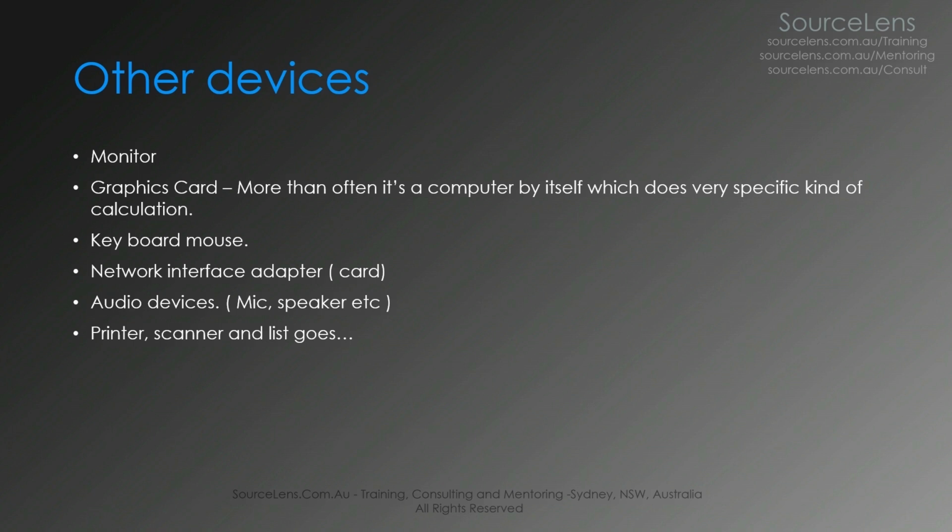Next is the audio devices: mic, speaker, headset. All those things are audio devices, which are also connected to the PC or any other computer you are using. Printer, scanner, and the list goes on. There are so many other devices which are not mentioned in this particular list. These are the list of devices which we will be seeing in our demo.